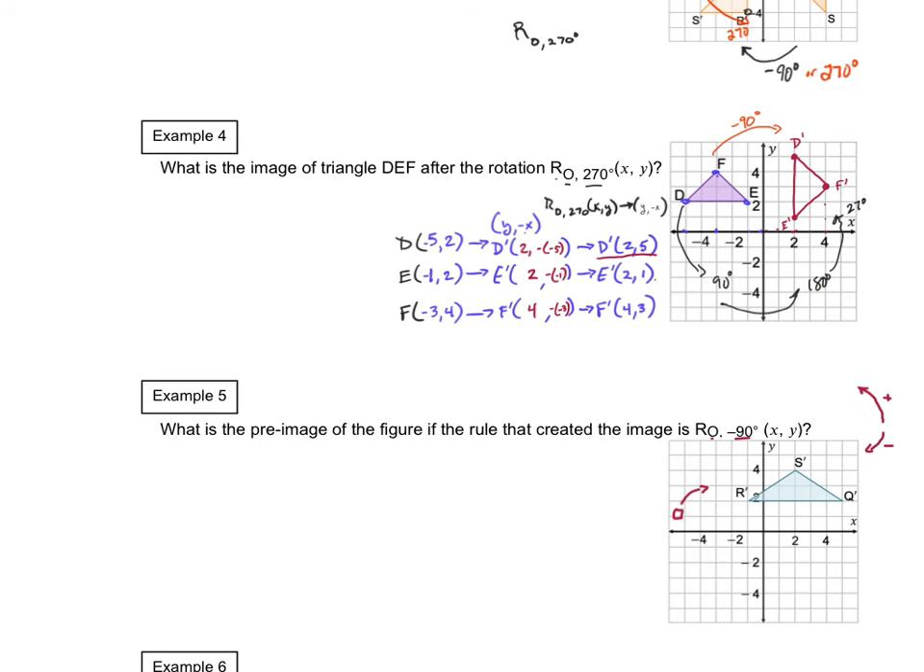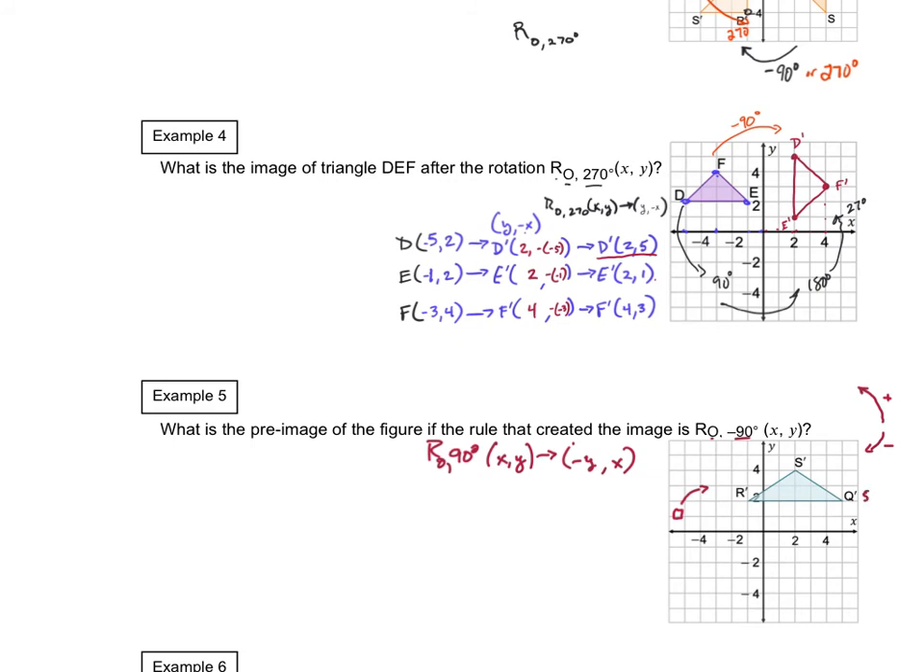So in order to find out where we came from, what that pre-image was, we're going to go ahead and reverse that, and we're going to use the 90-degree rule. The rotation about the origin for 90 degrees of (x, y) should be (negative y, x). So as we look here, let's go ahead and label some of our points.